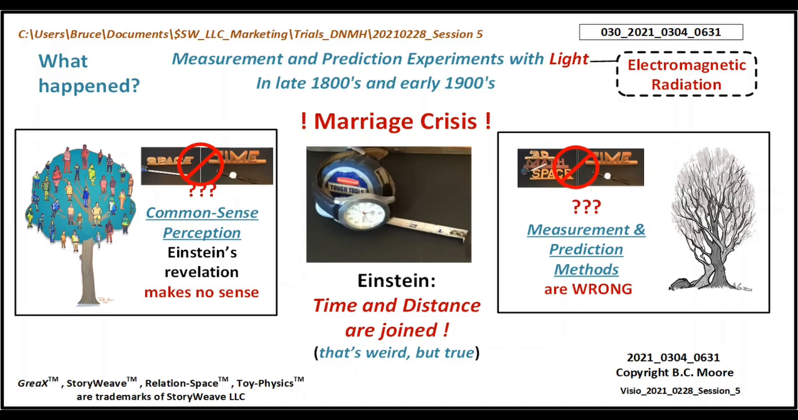That is the truth. Well, to Mother Sense on the left, that meant her common sense perception was not right, and that revelation that time and distance are joined doesn't make any sense to Mother Sense. You can't understand it. And the scientists will admit that. No, we don't understand it. We just know how to model it with mathematics.